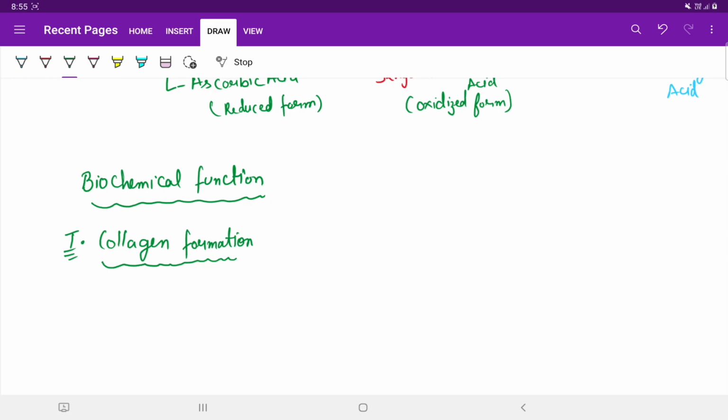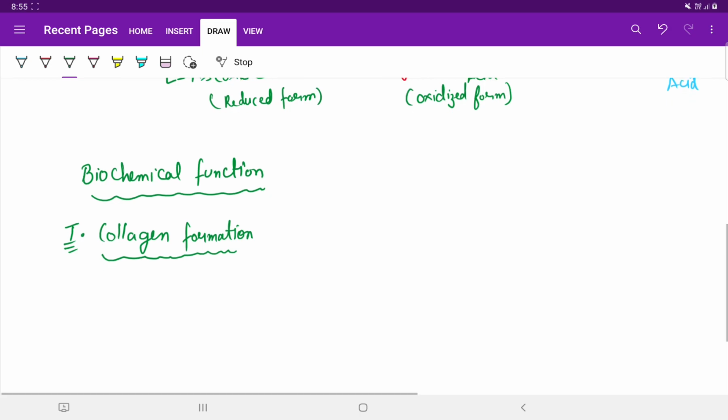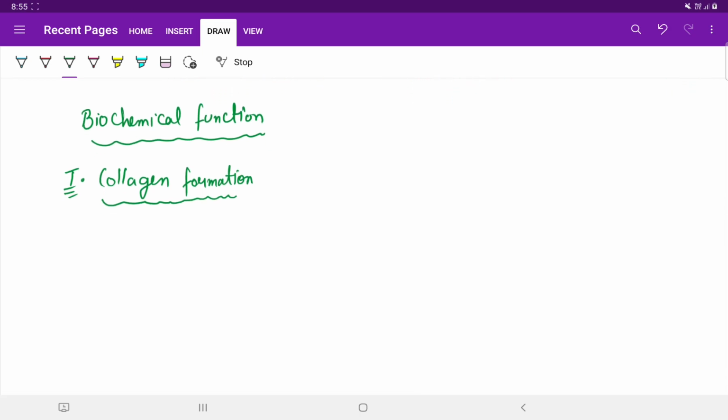So, the hydroxylation reaction is catalyzed by hydroxylase enzyme. So, let us see what happens. So, the protocollagen form is converted into the collagen form. So, I shall be drawing here the protocollagen form of the proline. Students, the structures are quite difficult, so practice them as much as you can, so that you can easily draw them.